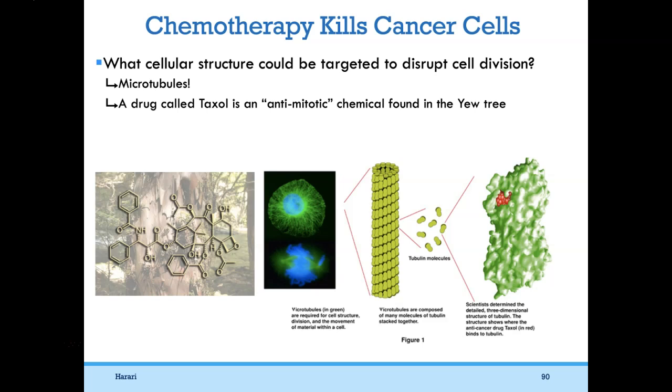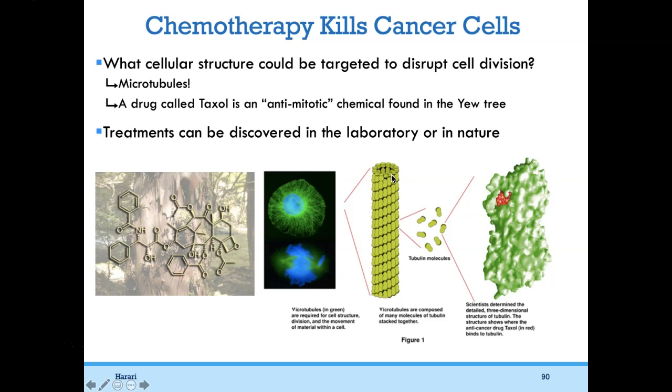So we can use a drug called Taxol. It's actually a chemical that was found in the bark of a tree, of the yew tree. So in this bark of a tree, they extracted a chemical called Taxol. And Taxol, which is shown here in this little red part, this little red molecule, it binds to microtubules, preventing them from growing or shrinking.